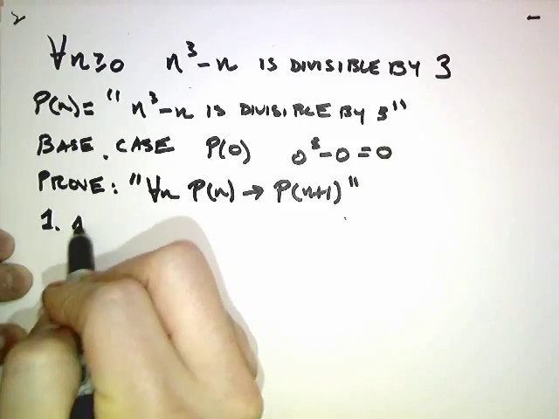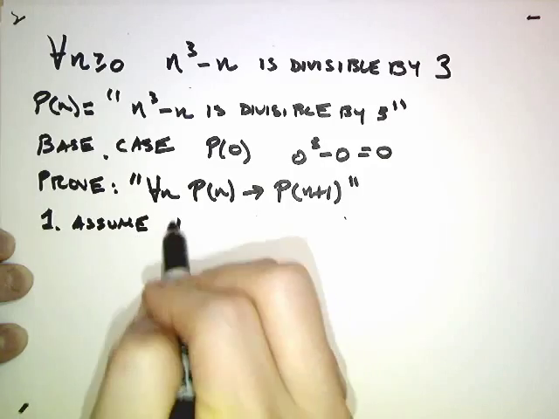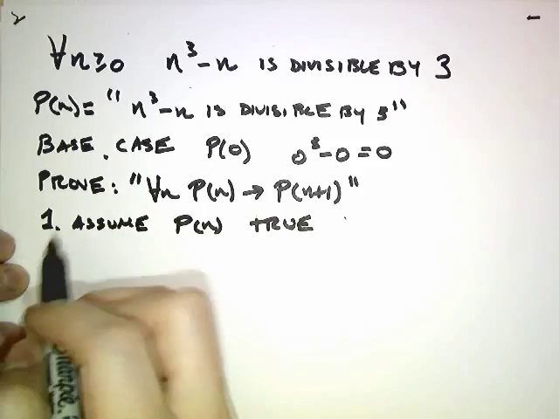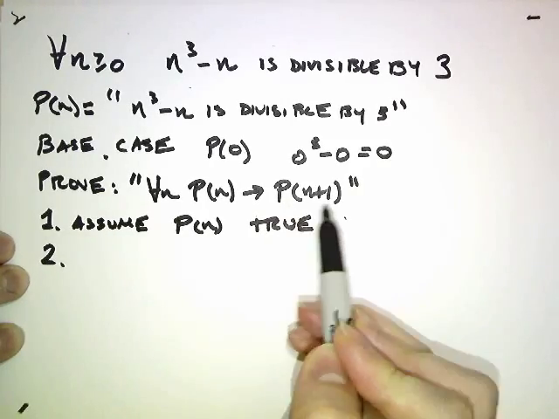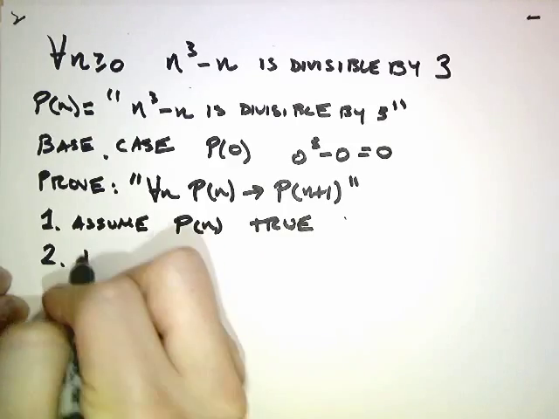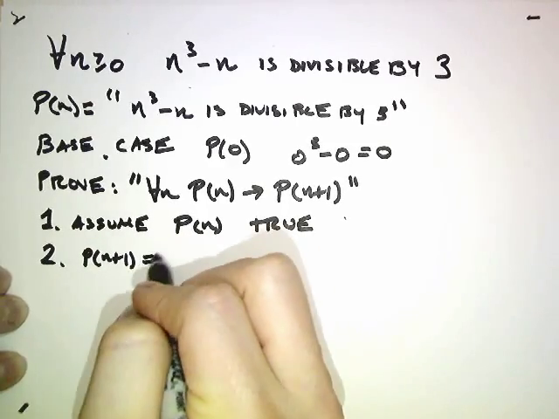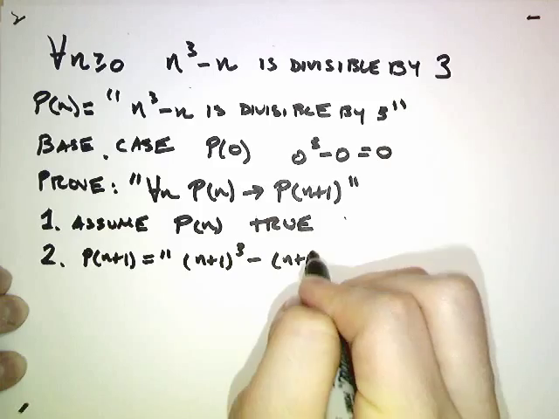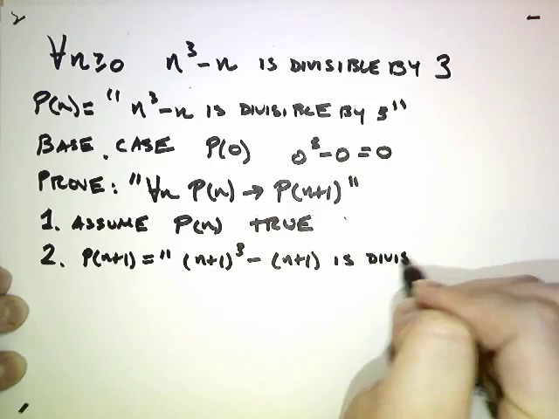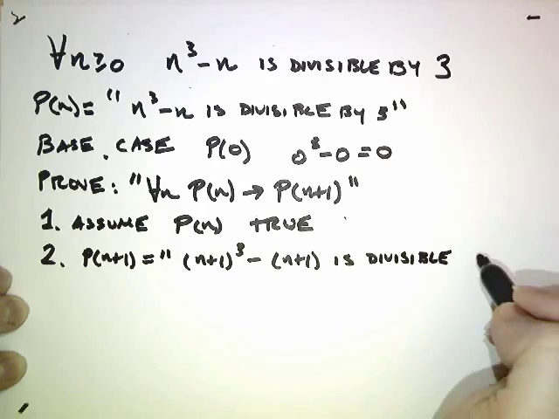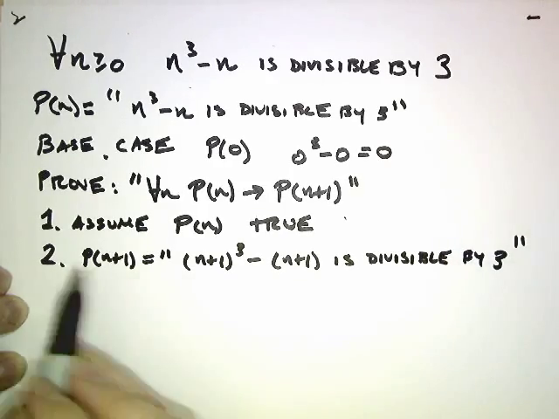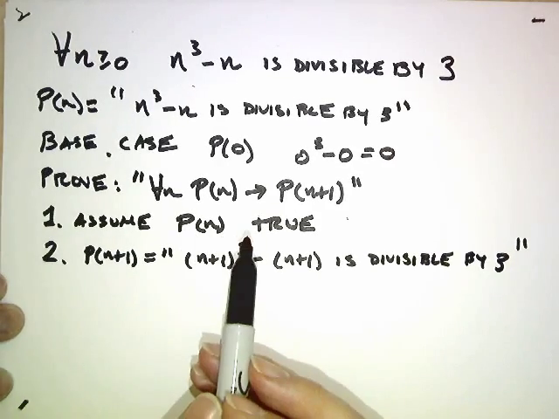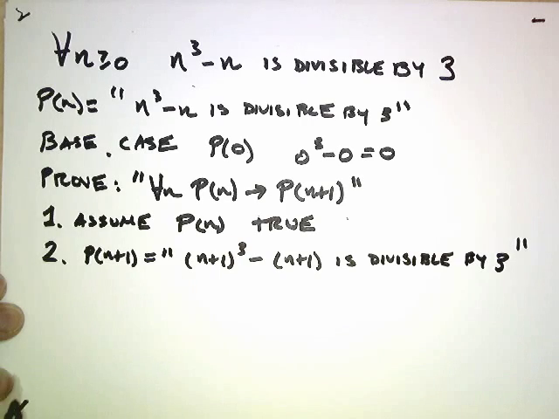So step 1 is to assume P of n is true. Think of n as some large number. And now we need to conclude that P of n plus 1 is true. So what is P of n plus 1? This is what we need to prove. It's that n plus 1 cubed minus n plus 1 is divisible by 3. So this is what we need to prove, and we can assume that P of n is true, so we can use that as a fact.